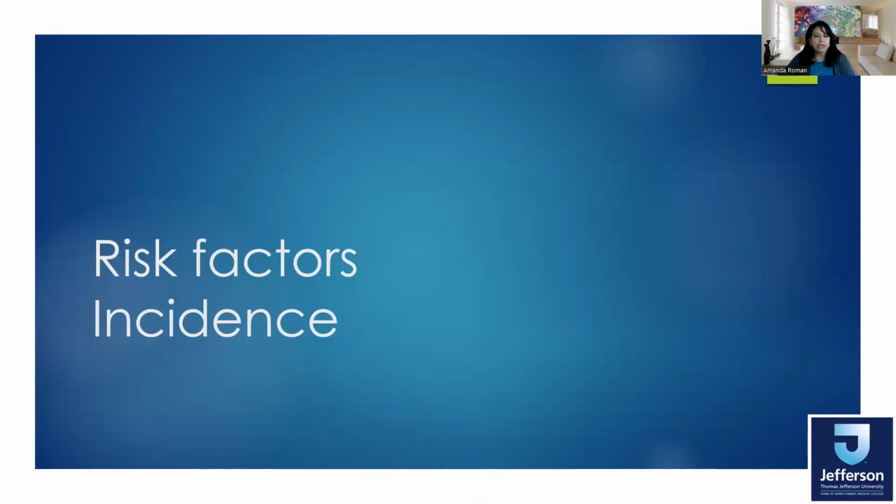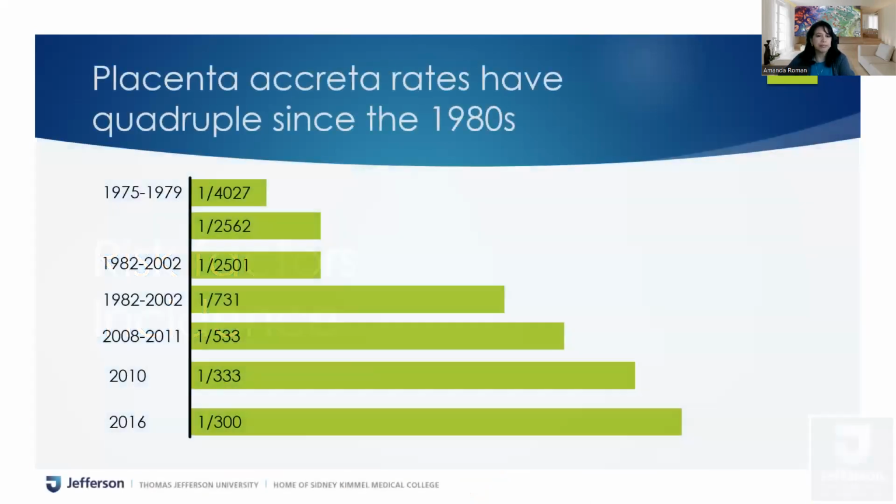Let's review the risk factors and incidence of the placenta accreta spectrum. Placenta accreta has been increasing and has actually quadrupled since the 80s. Initially it was a very rare event, 1 in 4,000 to 1 in 2,500 cases in the 80s, and it just became more and more frequent. In 2000, the incidence was reported at 1 in 700, and the latest reports are all around 1 in 300 cases.